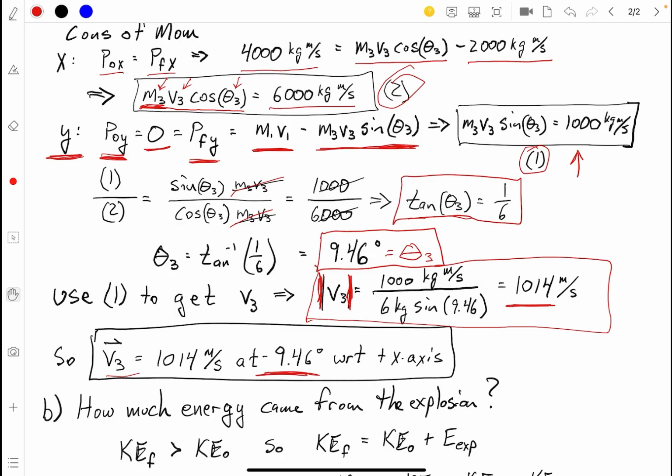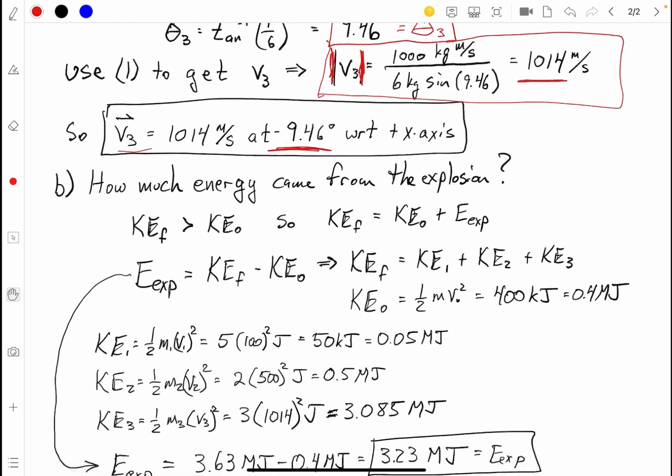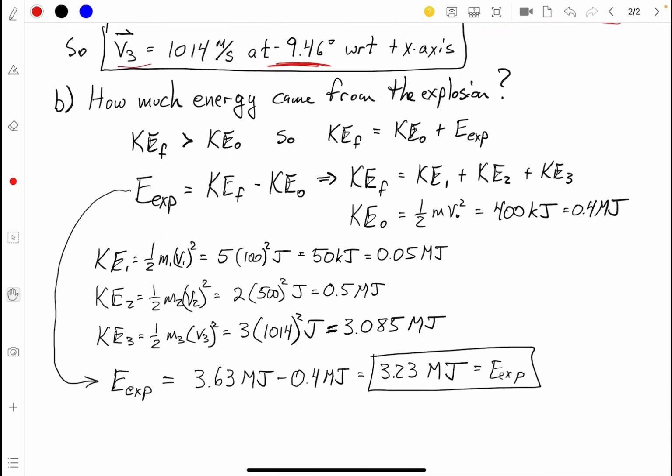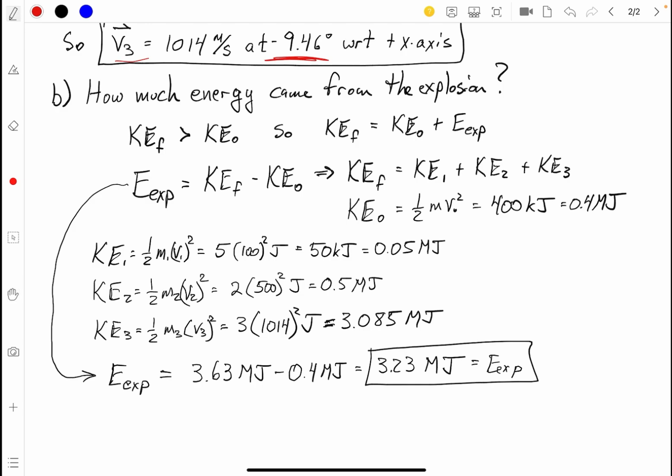Our next thing, though, was how much energy came from that explosion. So we know that KE final is more than KE initial. So what we're going to say is KE final, that there's no other energy in the system other than KE initial and the explosive energy. Okay, and that's really what we're after. We want to know how much energy came through the explosion. So we've got our energy for the explosion is equal to KE final minus KE initial.